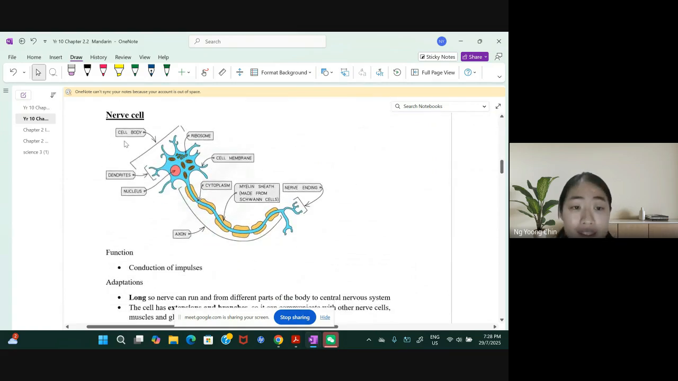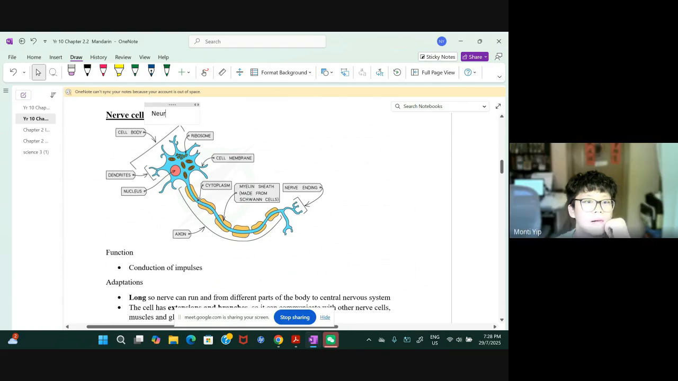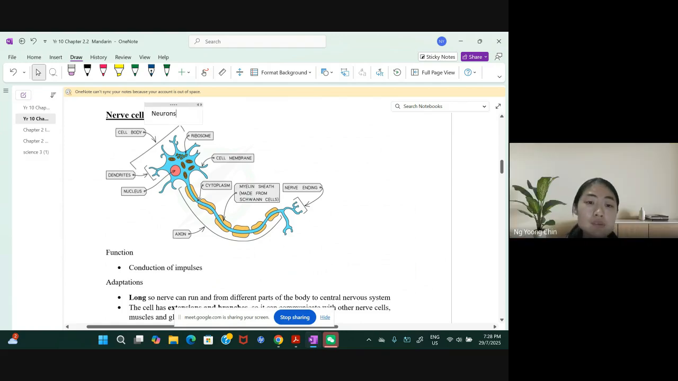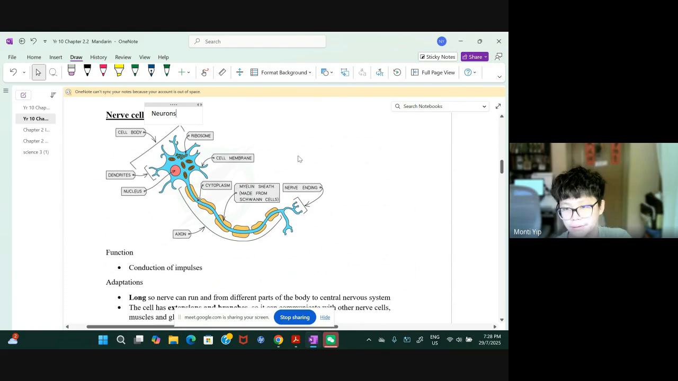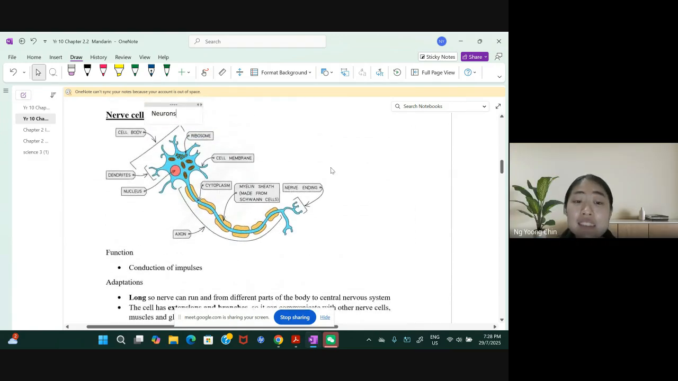Now we talk about the nerve cell, or sometimes they call it neuron. I think you have seen this word before. It's a cell discovered in our nervous system. We have two types of nervous system: the central nervous system and the peripheral nervous system. Those are made up of nerve cells. The nerve cell is the longest cell in your body. Do you know why they need to be longer? Why?